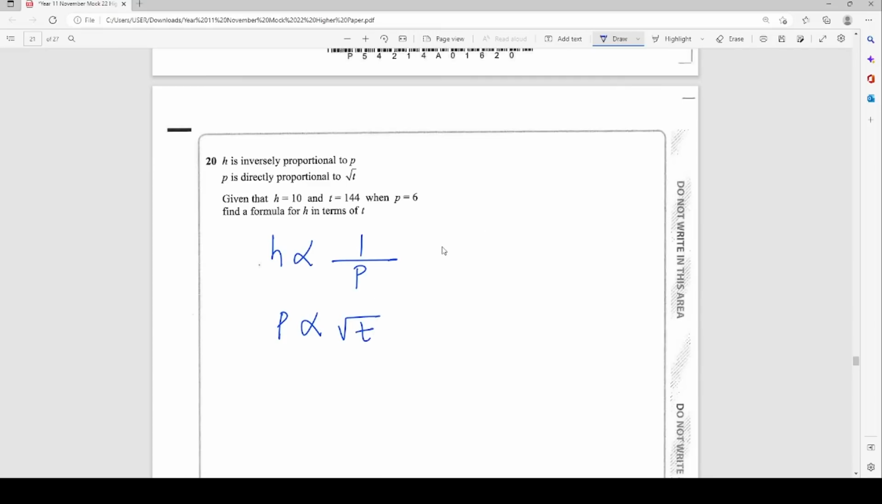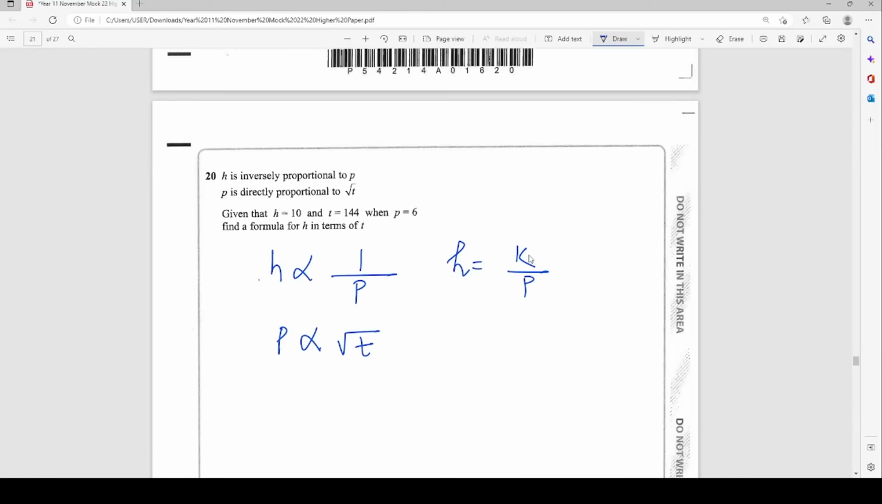All right, so the first part that we have to do is that if I want to write an equal to sign, I have to introduce a proportionality constant. And here we have got that p is directly proportional to root t, so I need to introduce another proportionality constant. We will just call it lambda in this case. So lambda times root t.